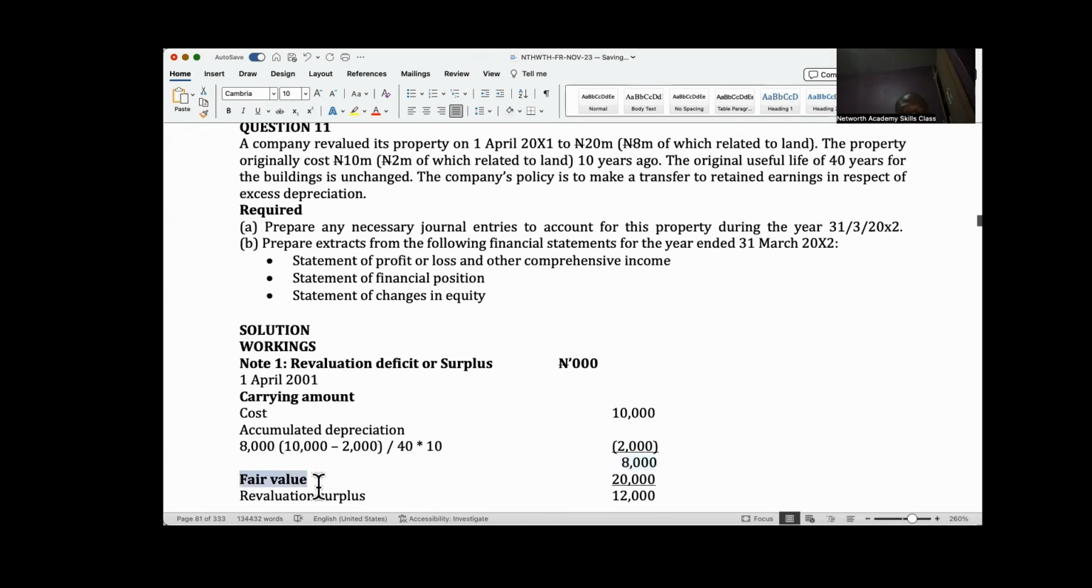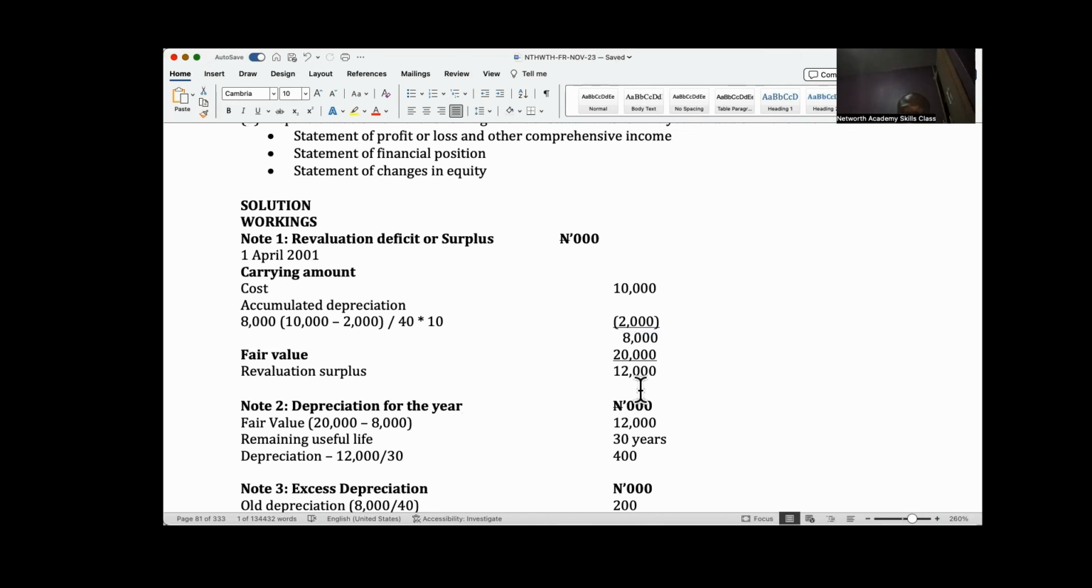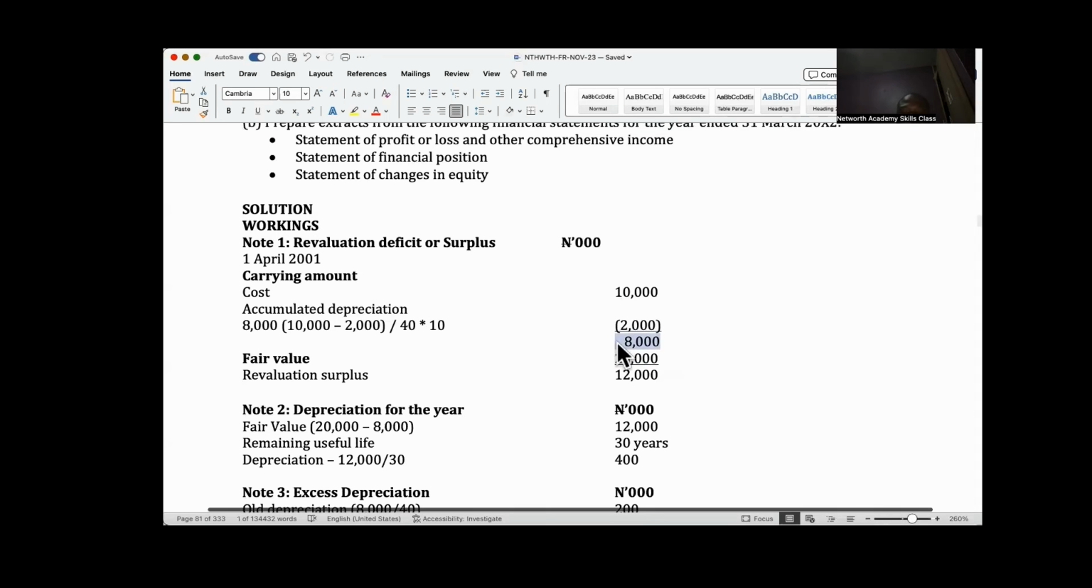I compare that with my fair value, which in this question is 20,000. Please don't go and mistakenly remove this 8 million that is related to land. This one is just in case you want to calculate depreciation. But for revaluation, the fair value for both assets is 20 million. This cost is only used in determining depreciation, where we did not consider land. Okay, so my fair value is 20 million, which is higher than my carrying amount of 8 million. That leaves me with my revaluation surplus of 12,000.